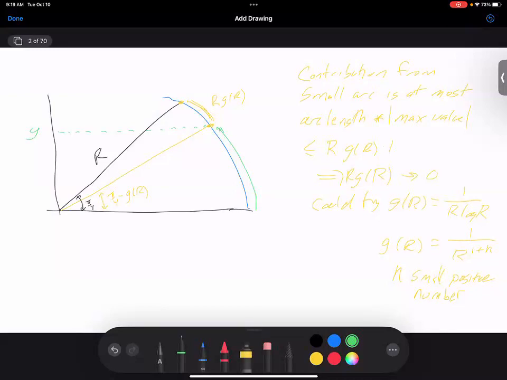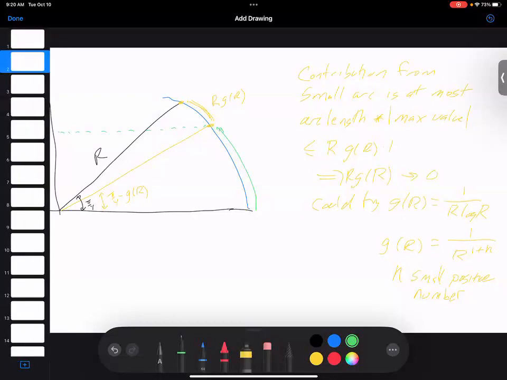So I still need r g of r to go to 0, but I want it to go to 0 even slower than 1 over r log r. Yeah, you could do 1 over log log r, or log log log. You could keep playing games like that, so that you just barely, and that makes the arc bigger and bigger. But the hope is that it's not going to be so delicate that this will matter.